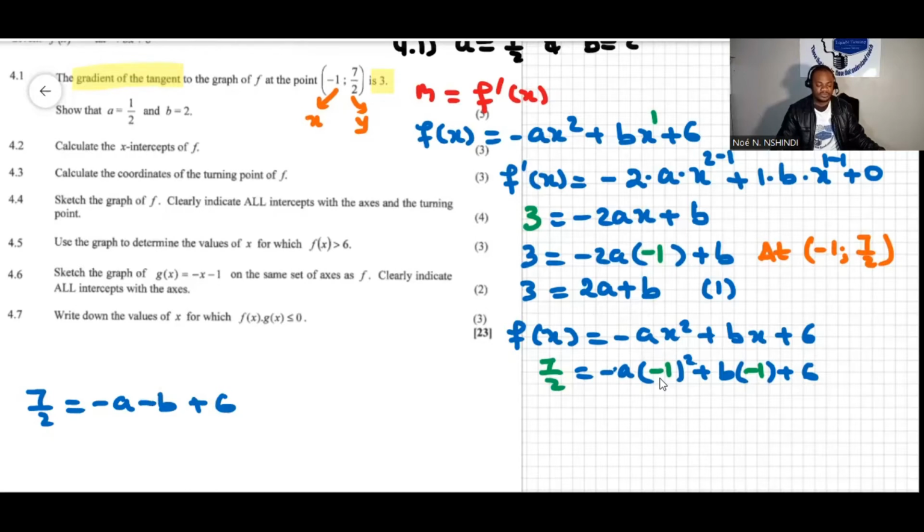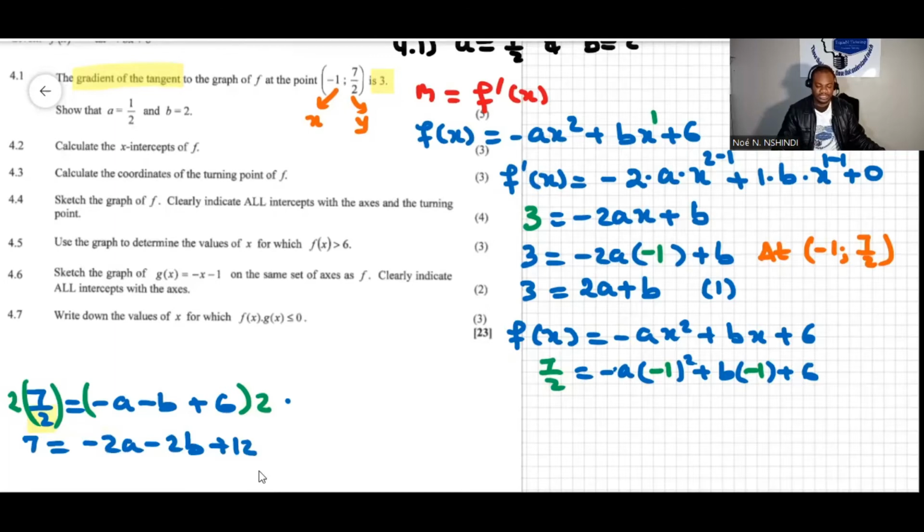Now I want to solve this. I don't want to work with fractions, so I want to get rid of the 2. I will do that by multiplying the whole equation by 2. So I times here by 2, and times all of this by 2 also, and then this will become 7 equal to -2a -2b plus 12.